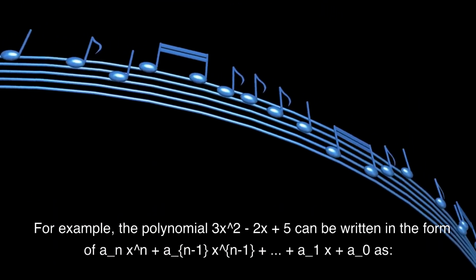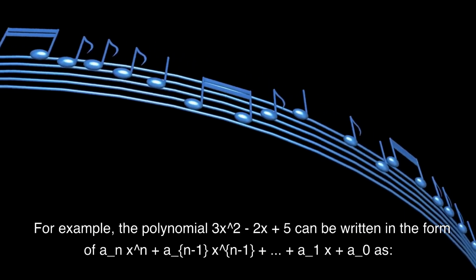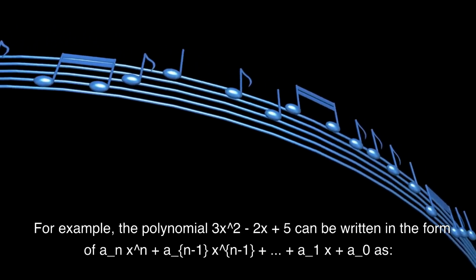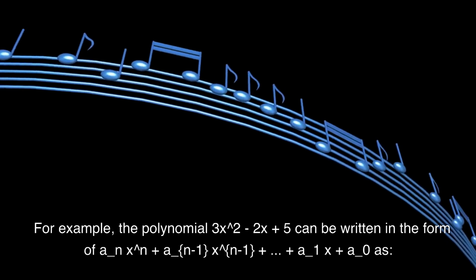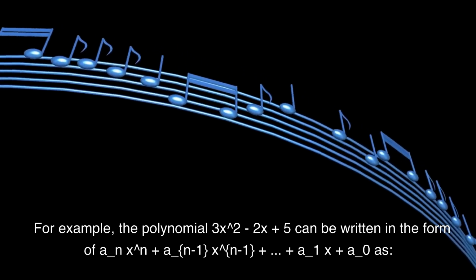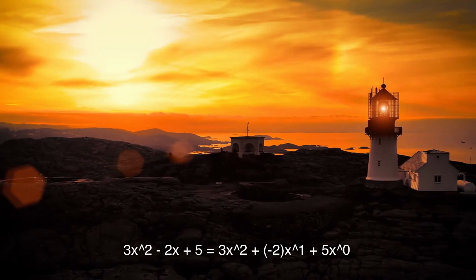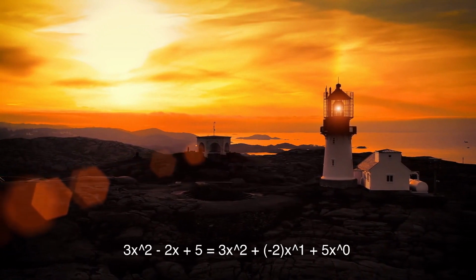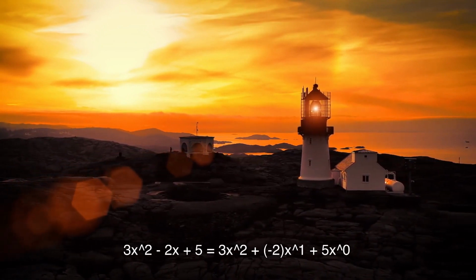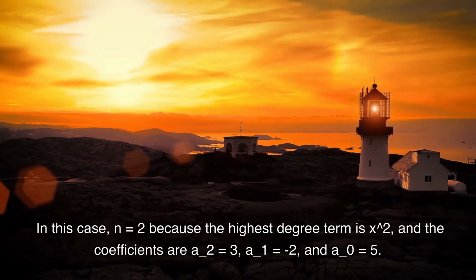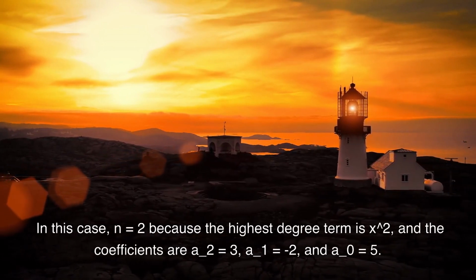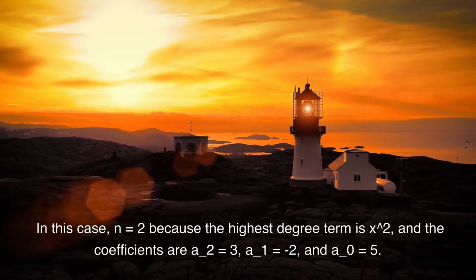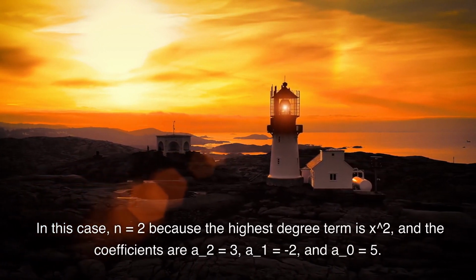For example, the polynomial 3x squared minus 2x plus 5 can be written in the form of a_n x^n plus a_(n-1) x^(n-1) plus a_1 x plus a_0 as 3x squared minus 2x to the power of 1 plus 5x to the power of 0. In this case, n equals 2 because the highest degree term is x squared, and the coefficients are a_2 equals 3, a_1 equals minus 2, and a_0 equals 5.